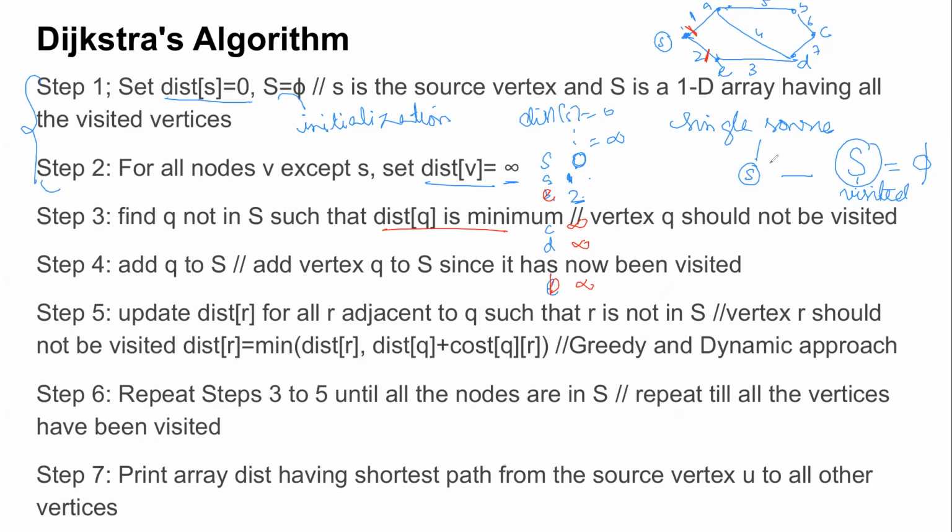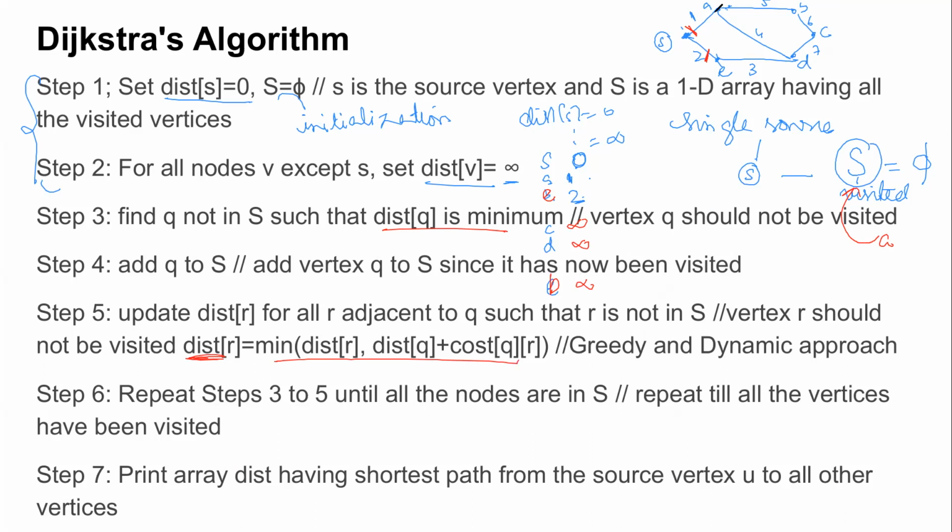A has the least path. So whatever is the least path, you add it to the list, because it's now visited, and you see what its neighbors are. For these neighbors, you check this formula. You apply the greedy formula.